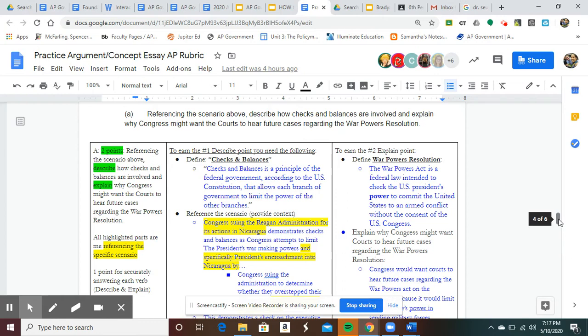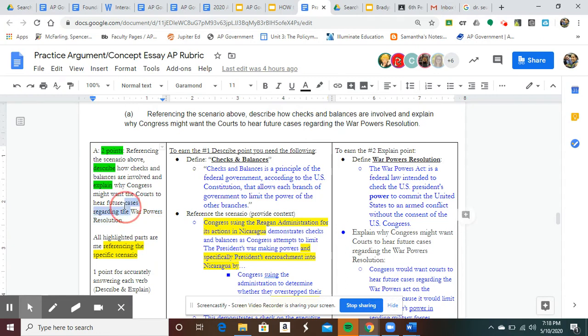Now, if they tell you to explain, typically after an explain verb, like you see here, there's going to be a term that maybe is not clear. It's some vocab term. Do not assume the reader knows what it is. Define that term. So explain why Congress might want the courts to hear future cases regarding the War Powers Act. I would define what the War Powers Act is. How does this relate to federalism? Federalism refers to this. Maybe it's a Supreme Court case. This Supreme Court case demonstrates this, but define it.